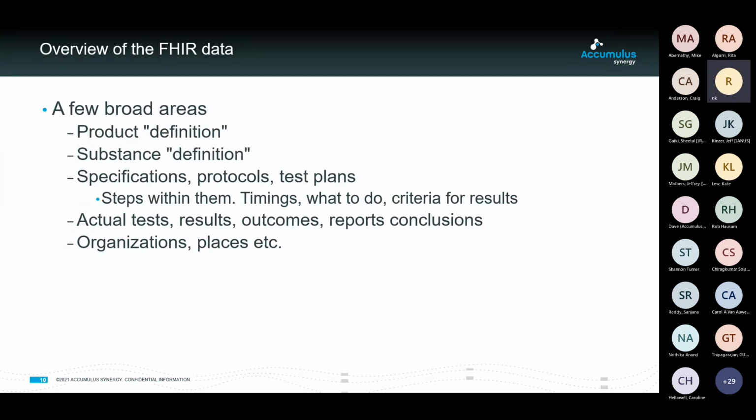So a high level view: there's quite a few resources, as I said, maybe a dozen or so, I can't remember exactly. But we've got some categories, high level areas. We've got the definition of the product, so what the ingredients are, its form and all the rest of it. The substance, similarly, what the chemical composition is and so on. And they're obviously somewhat related. So a couple of categories there, and then perhaps a couple more.